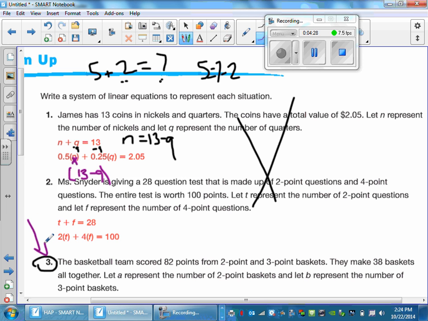Try to create the equations and solve for your variables, and let's use what they say, b and a. And then we will go over this tomorrow.